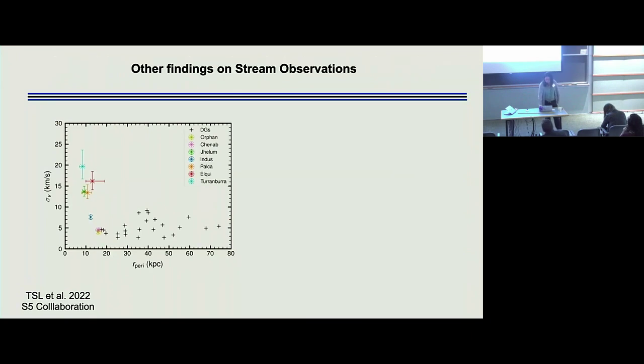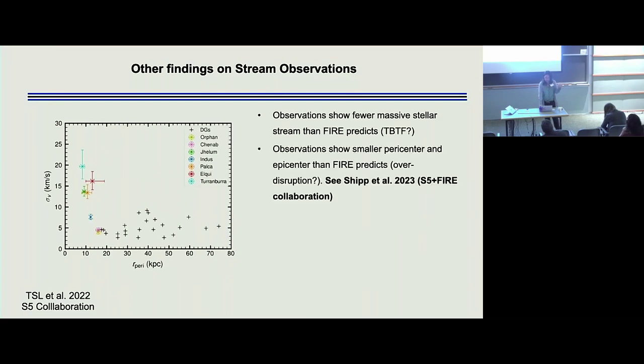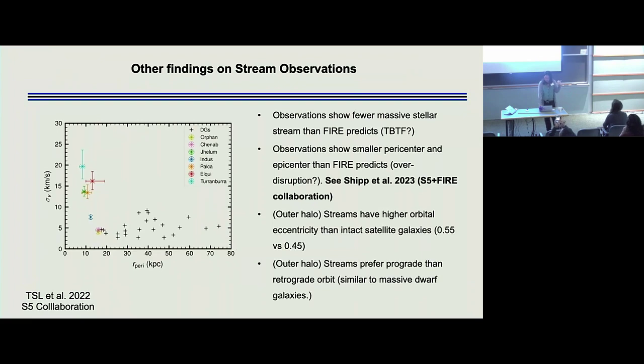And there are a lot of other findings. I don't have time to show a slide per finding, so I'm just going to list the bullet points, but I do have a slide for each of them if you ask me in the questions. First finding, the observations show fewer massive stellar streams than FIRE predicts. The second finding, the observations show smaller pericenter and apocenter than FIRE predicts. The third finding, the streams have higher orbital eccentricity than the intact satellite galaxies. The fourth finding, the streams prefer prograde more than retrograde orbits in the observations.